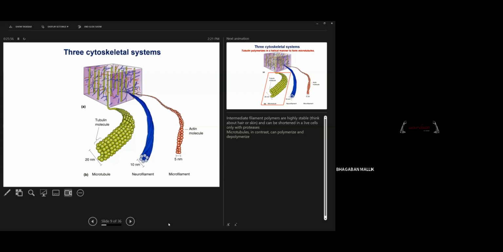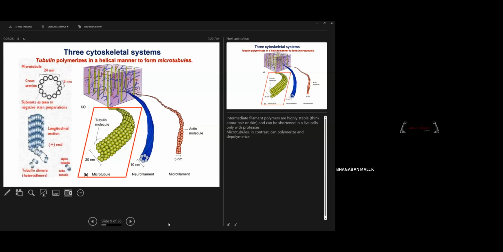Here I am highlighting three different proteins present in the neuron, which give a framework that is actually shaping the neuron. One of the most abundant proteins is the microtubule. The microtubule is around 20 nanometers in diameter. Then you have the neurofilament and the microfilament. These are the cytoskeleton, which provides support to the growing neuron.